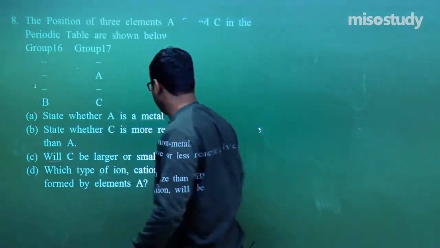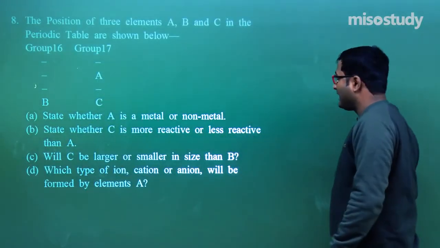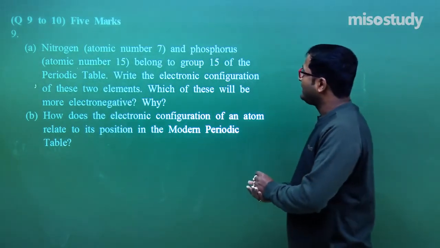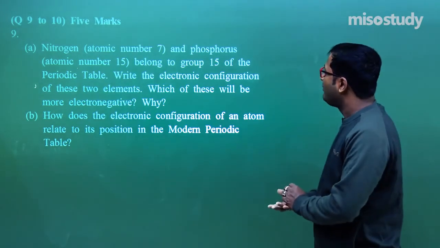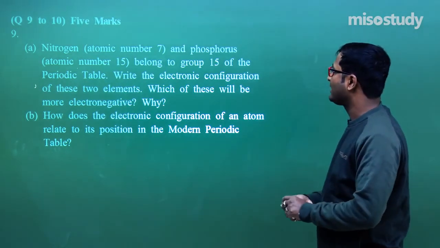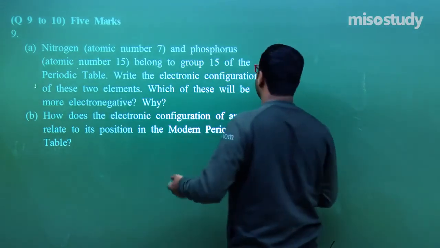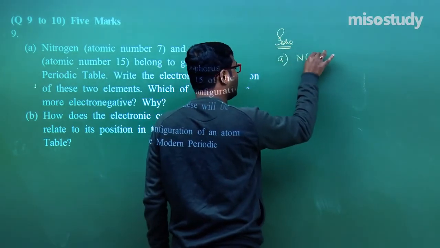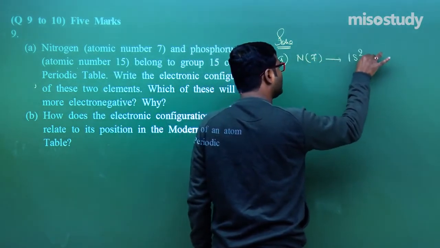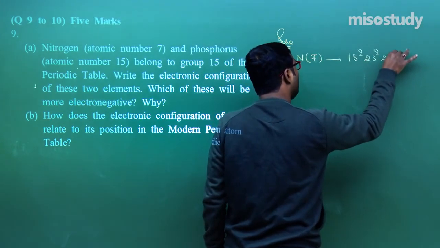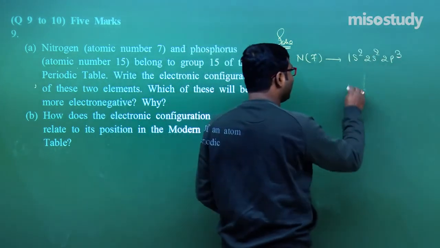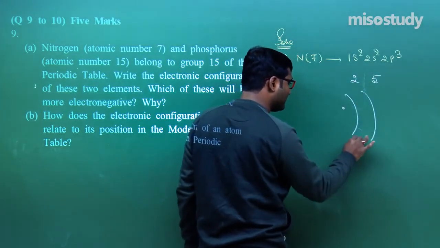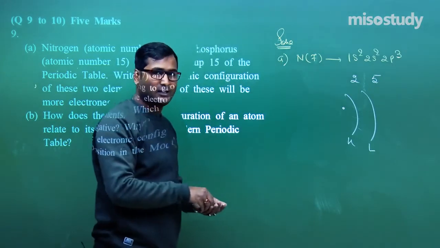What is the next question given here? Check it out. That is question number 9, 5 marks. Nitrogen atomic number 7 and phosphorus atomic number 15 belong to group 15 of the periodic table. Write the electronic configuration of these two elements. It's very simple. I have discussed it lots of times. Nitrogen has electronic configuration written like this: 1s2, 2s2, 2p3. Shell-wise, we can write 2 and 5 like this. This is K and this is L. Am I right? Yes, sir, you are absolutely right.